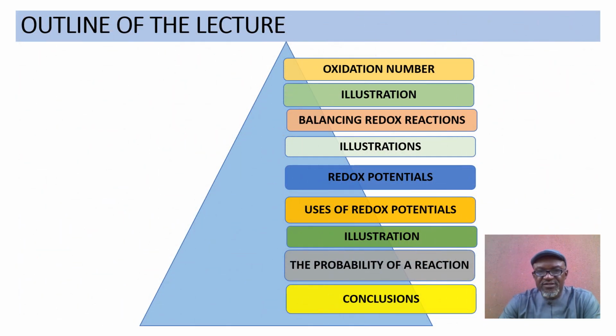We'll look at oxidation number. We'll look at an illustration for that. We'll look at how we can balance redox reactions. We use illustrations. We'll look at reduction potentials, uses of reduction potentials. We'll look at illustrations, the probability of a reaction, and we'll make some conclusions.